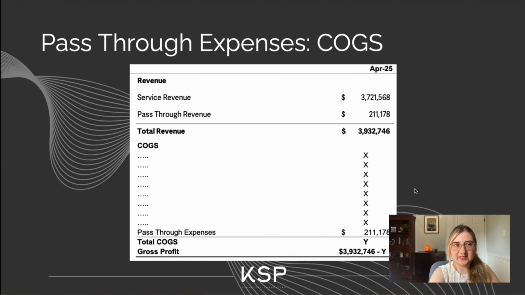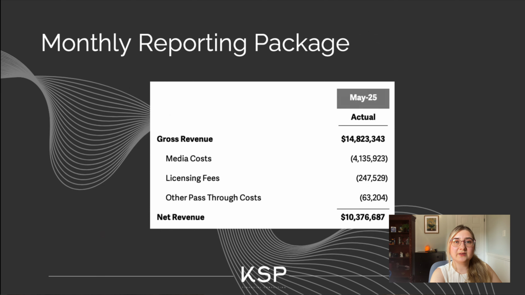This is different from the second method, which lists your pass-through expenses as just another account in cost of goods sold. So over here, you see all of your total gross revenue. Your pass-through expenses are part of cost of goods sold. So to arrive at your net revenue, you would need to take your total revenue and subtract just this one item, pass-through expenses.